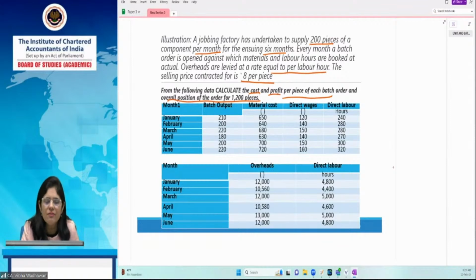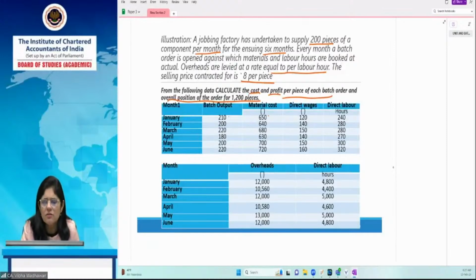So now batch output, again, there are different batches in different months. In January, the batch size is 210 units of one batch. In February, one batch was for 200. In March, one batch was for 220 units, and so on. Clear? So costing is given as per batch. For 210 units, the costing is 650 for 210 units. So costing is per batch.